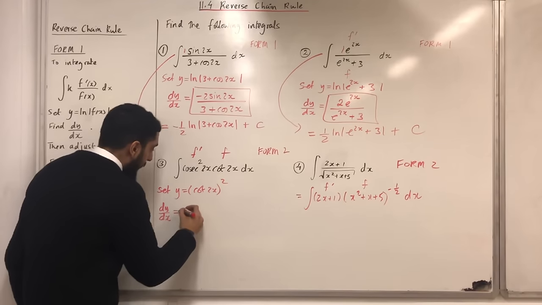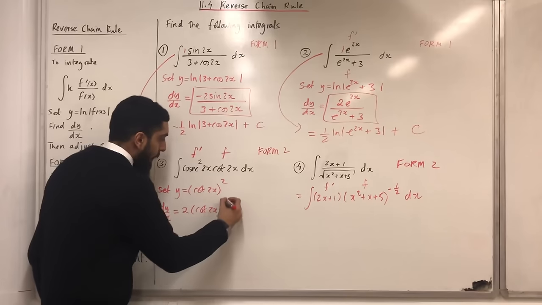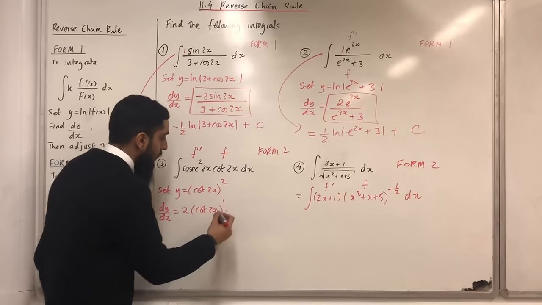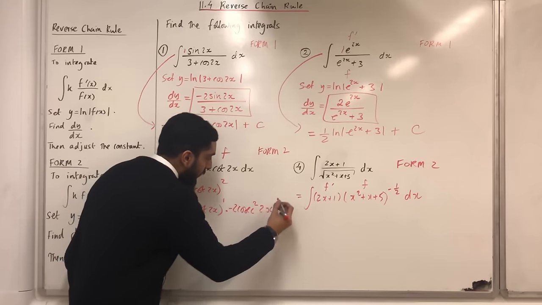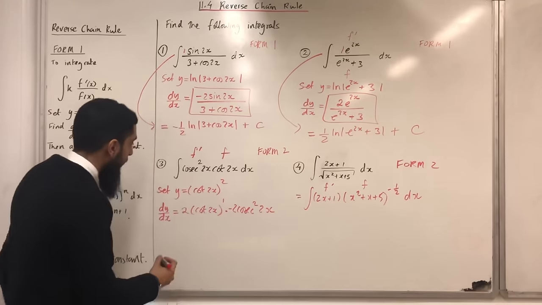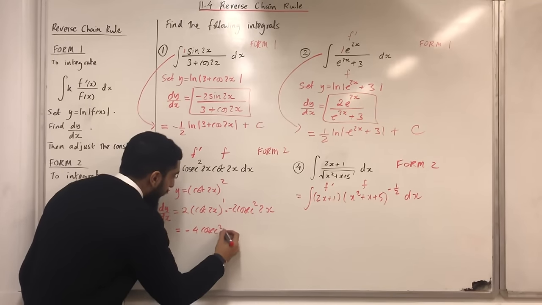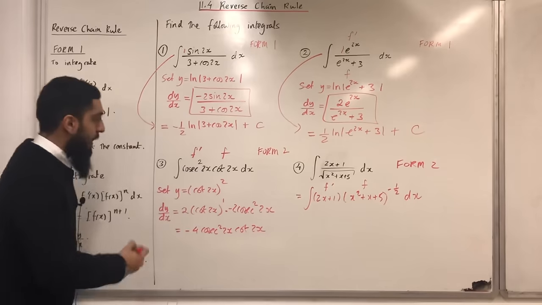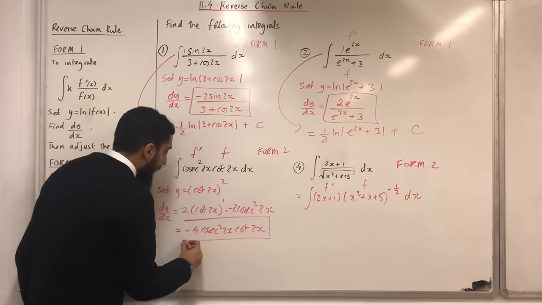So I bring down the power 2, cot 2x, subtract 1 from the power, it is 1, multiply by the derivative of cot 2x, which is minus 2 cosec squared 2x. I can simplify my dy over dx to give me minus 4 cosec squared 2x cot 2x. Okay, now I'm going to put a rectangle around this dy over dx over here.